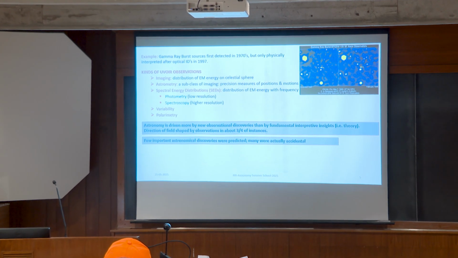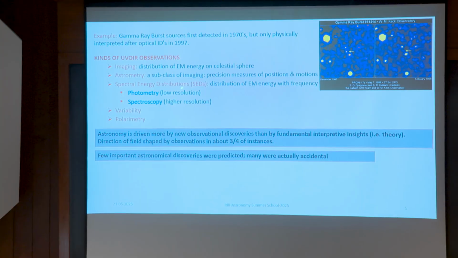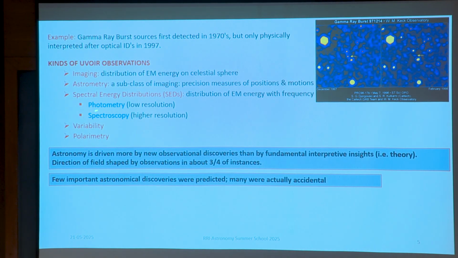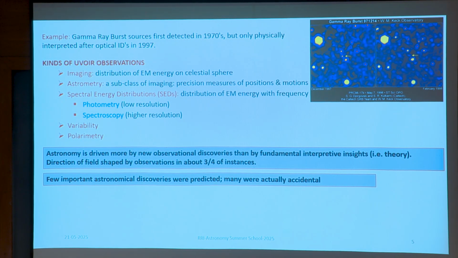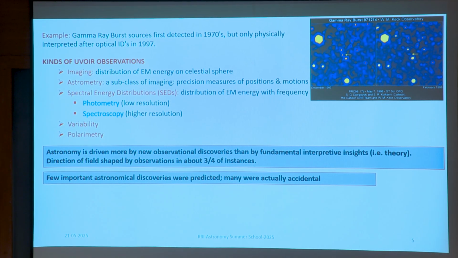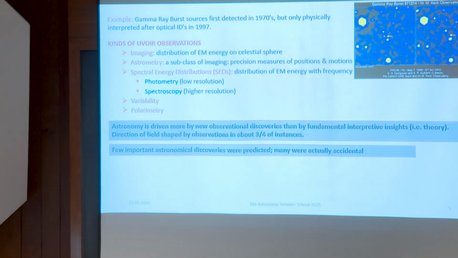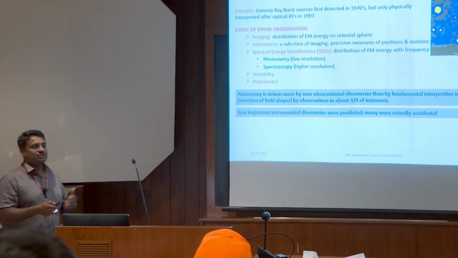You do imaging, you do astrometry, you do spectral energy distribution. For that you need photometry and spectroscopy, and then you look for variability, and you look for the polarization in these radiations. Now, why? The only information that you are getting from these astronomical objects is the radiation, right? So you have to make best use of it.